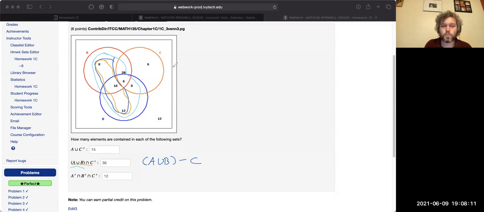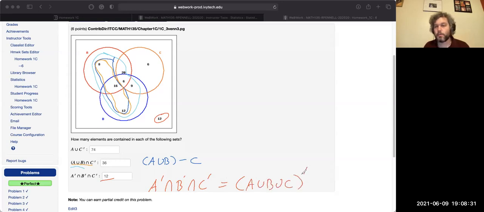Okay. And then A complement intersect B complement intersect C complement. That is the outside. Our friend De Morgan says you can say the complement of A union B union C. It's the complement of anything that's in those circles. It's the outside. Okay.